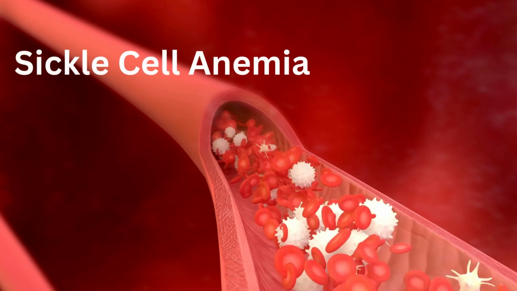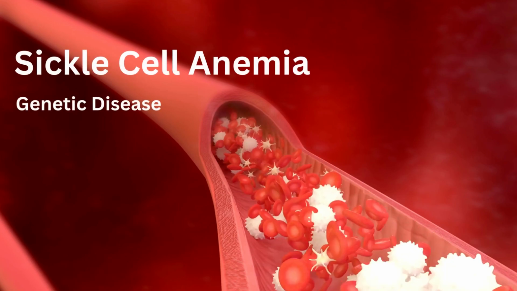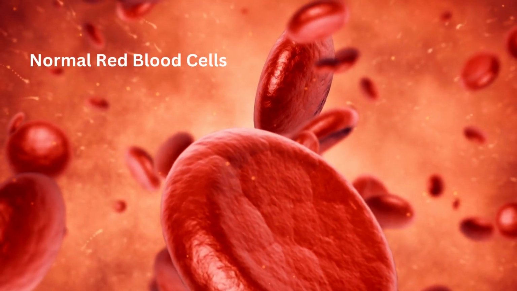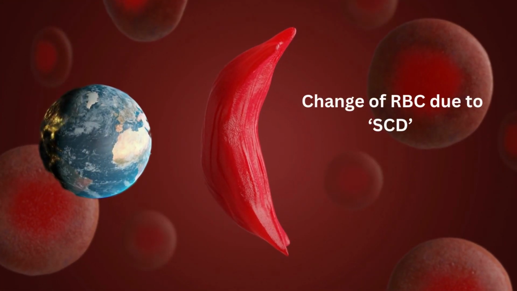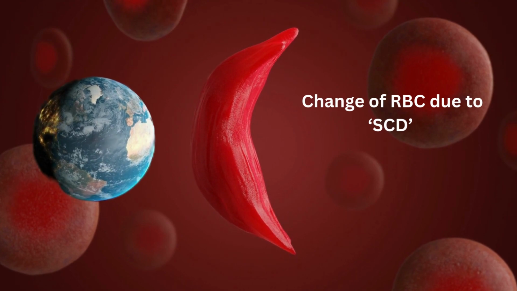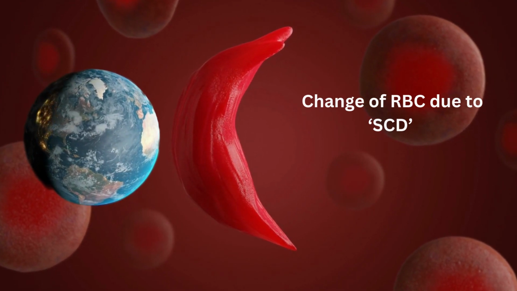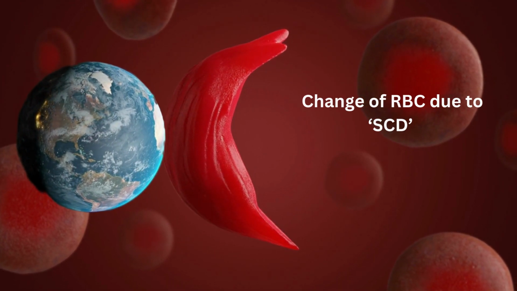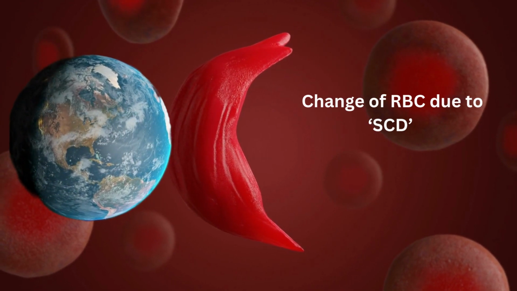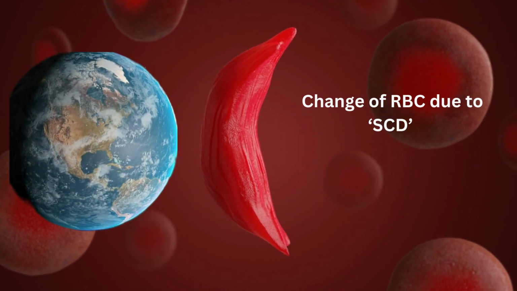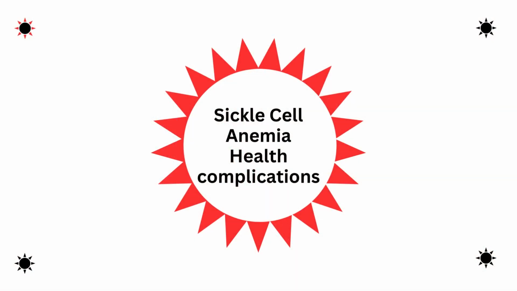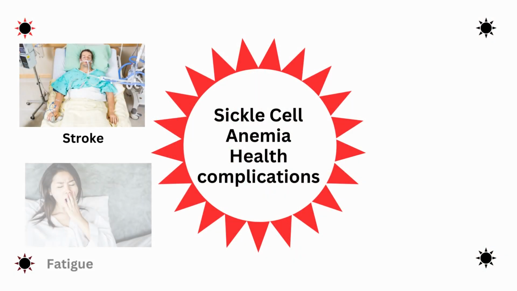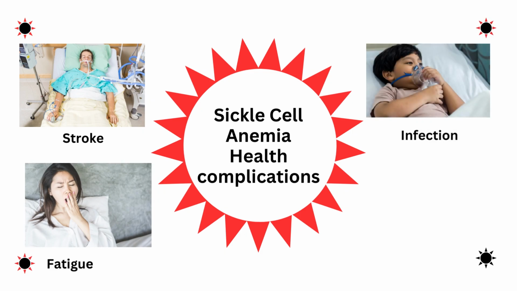Sickle cell anemia is a genetic disease that affects the hemoglobin protein and, in turn, the shape of red blood cells in the body. 20 million people worldwide are currently affected by the disease, although it is more common in certain ethnic groups, including African Americans, Hispanic Americans, and people of Middle Eastern, Asian, Indian, and Mediterranean descent. Sickle cell anemia can lead to serious health complications, including stroke, fatigue, infections, pain, and eye problems.